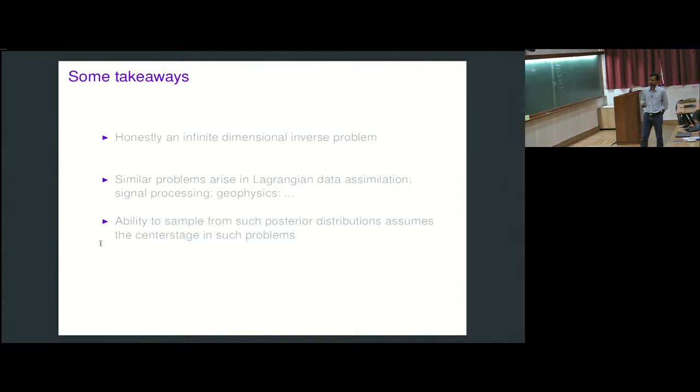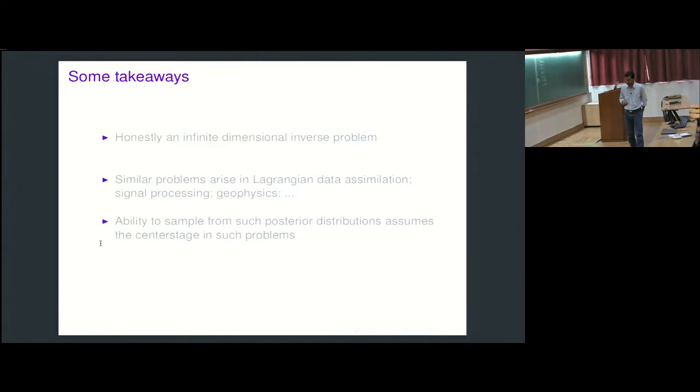So there is something to be talked about there if one were to use finite dimensional analysis. And there are also similar kinds of problems which appear in Lagrangian data assimilation. Amit is sitting here in the corner and he works on these kinds of things. Signal processing, many of you are already familiar with. And then geophysics. These are all the kinds of examples which are discussed in Stuart's 2010 paper.